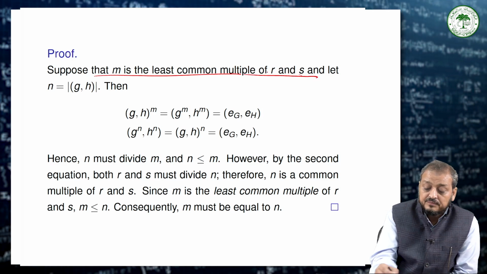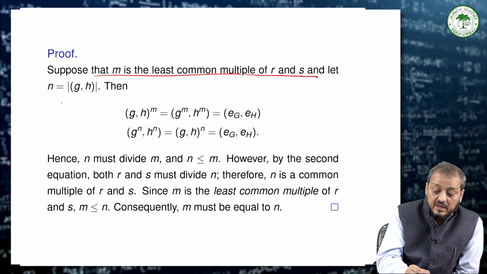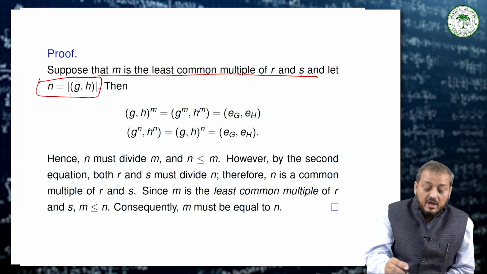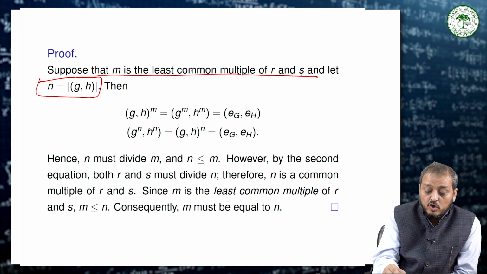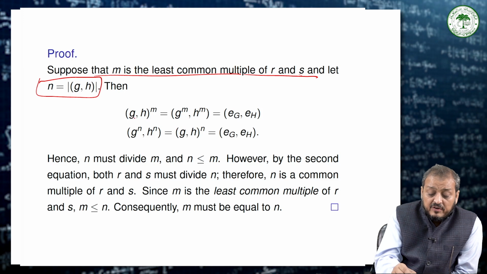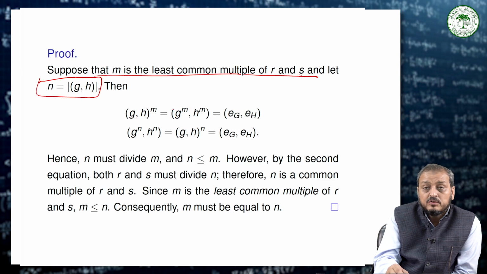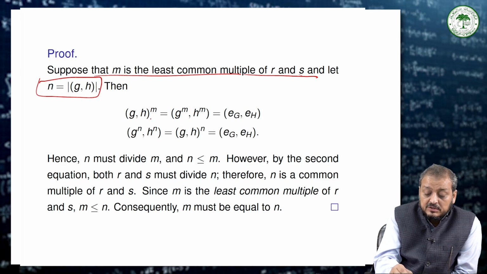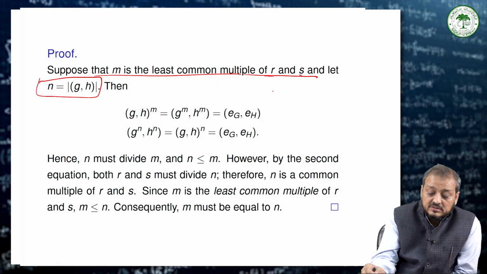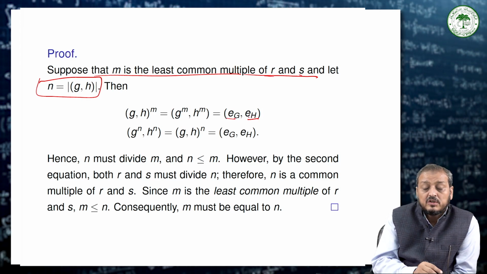So M is the least common multiple of r and s, and let N be the order of (g,h). Now since M is the least common multiple of r and s, we can simply say that (g,h) to the power M is equal to g to the power M, h to the power M. Since M is a multiple of r and s, g to the power M is clearly the identity, and h to the power M is also the identity.